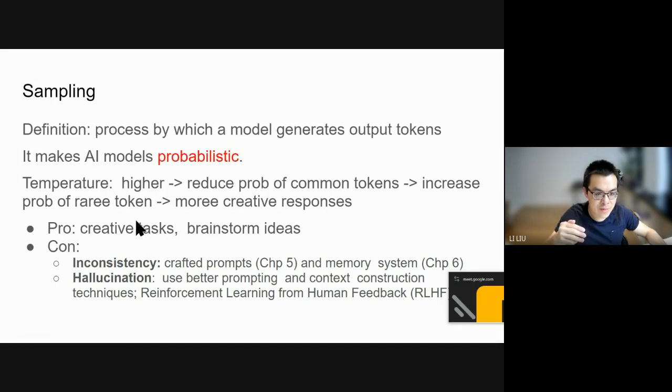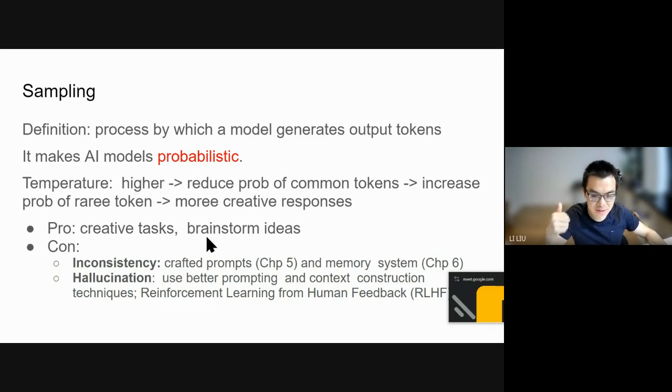So the model being probabilistic is helpful for creative tasks or brainstorming ideas. For example, in many cases I want to come up with a name for a project or for a team, and usually the AI can give you a lot of ideas, so it's really good for that. However, there are two really big challenges right now, mostly because AI models are probabilistic.